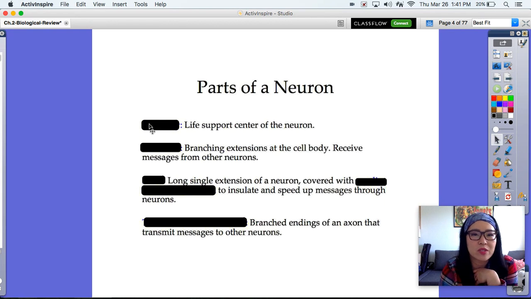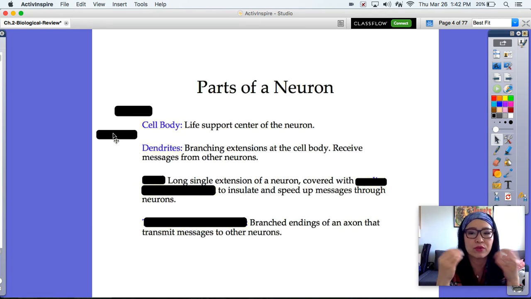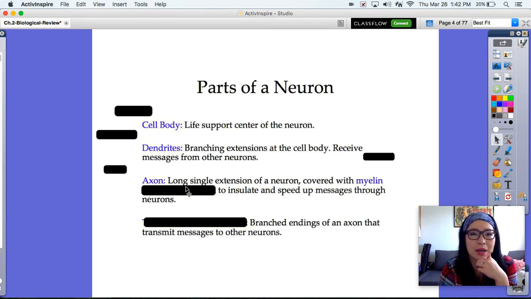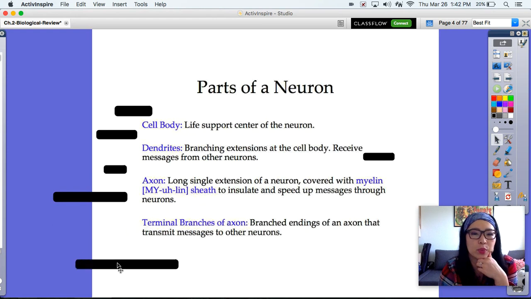Okay, so the life support center of the neuron is the cell body, also known as the soma. The branching extensions at the cell body, which receive information from the next neuron, are going to be dendrites. Then the long part is, again, the axon. It is covered by myelin or marshmallows. And then the branches that shoot out neurotransmitters are going to be the terminal branches or terminal buttons.